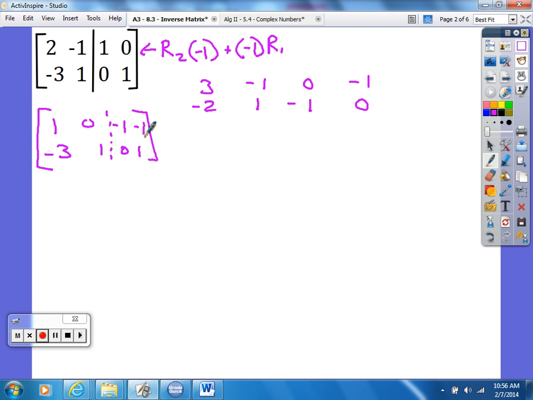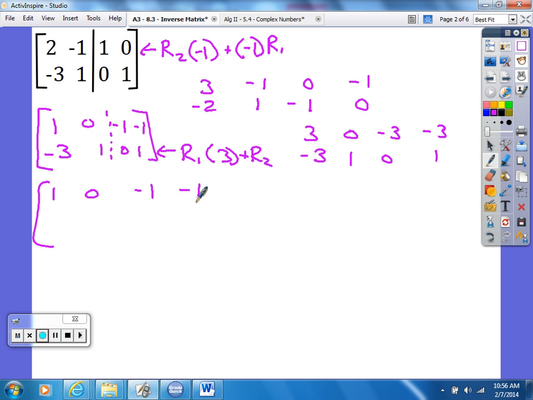So I really only have one more thing I need to do. What do I need to do? I need to make that 3 into a 0, right? So I'm going to multiply row 1 by what number, and add it to row 2. So I'm going to write my workspace over here again, just like before. 3, 0, negative 3, negative 3, negative 3, 1, 0, 1. Okay. So the top row stays the same: 1, 0, negative 1, negative 1. Bottom row becomes 0, 1, negative 3, negative 2.